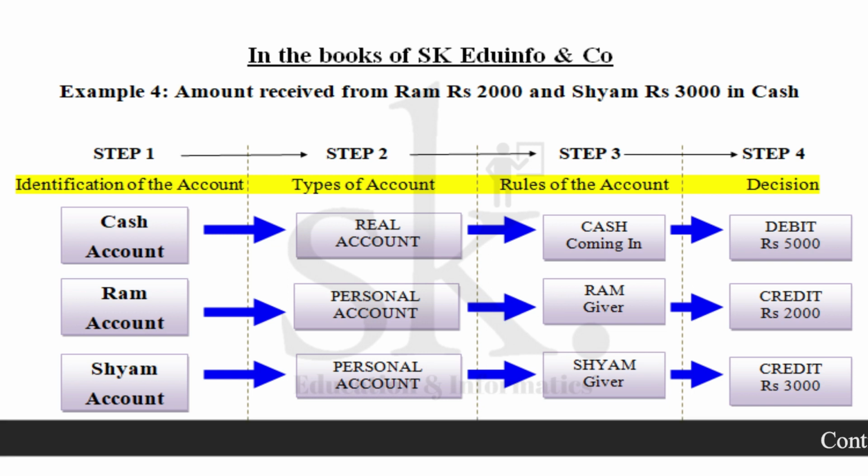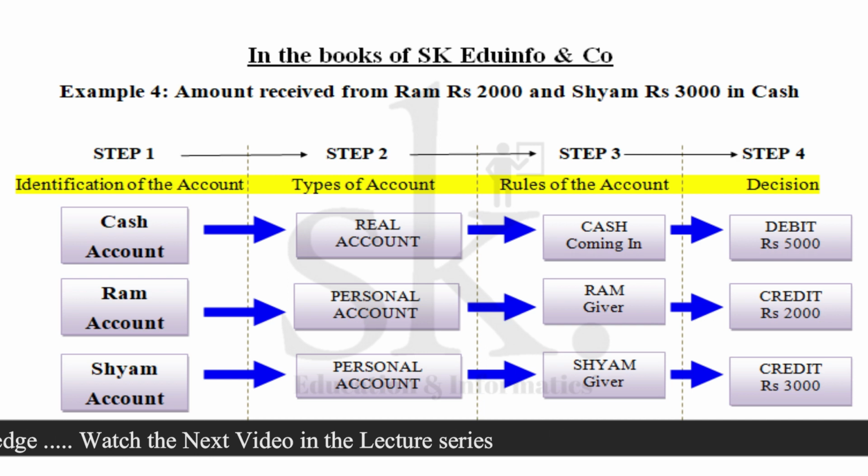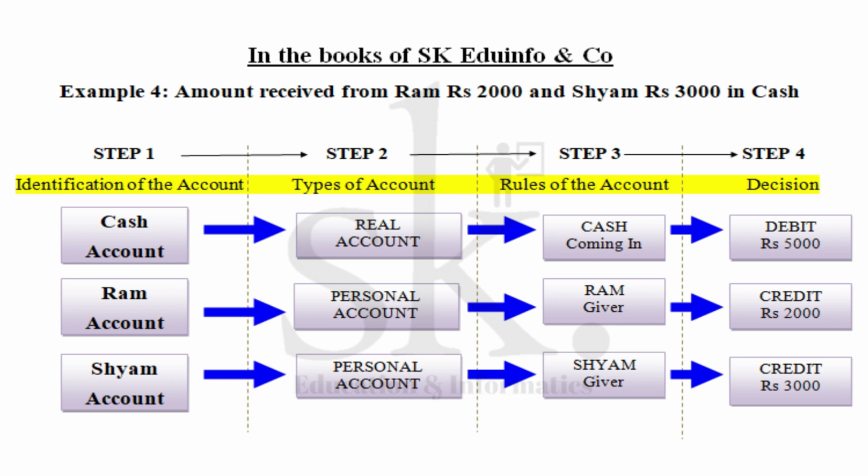Now you have received cash, amount received from Ram and Shyam. So your cash balance in your pocket has gone high, it's coming into your business. So cash will be debited with an amount of rupees 2000 plus 3000, because you are getting 2000 from Ram and 3000 from Shyam. So total cash you are getting is 5000. So cash to be debited with rupees 5000. Ram, a personal account, is a giver. So Ram will be credited with rupees 2000. Shyam, a personal account, a giver. Shyam will be credited with rupees 3000. Therefore, cash account will be debited with rupees 5000. Ram account to be credited with rupees 2000. And Shyam account required to be credited with rupees 3000.